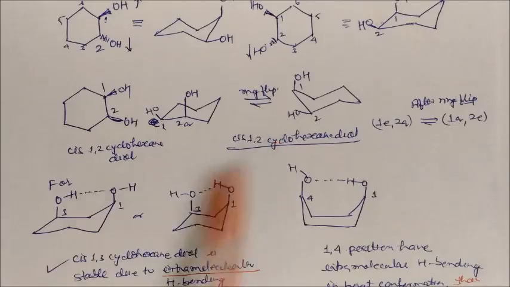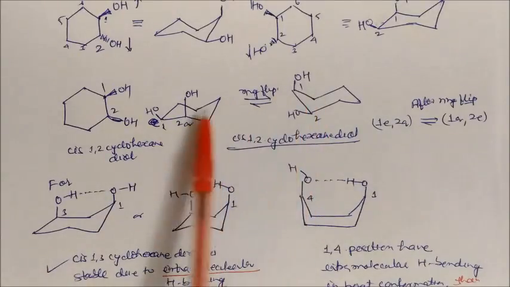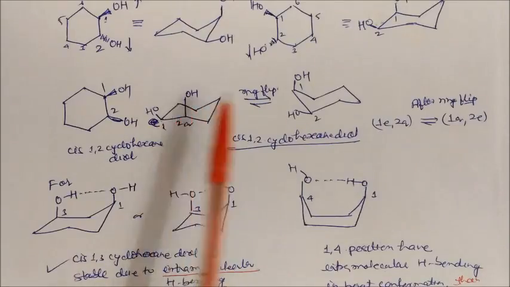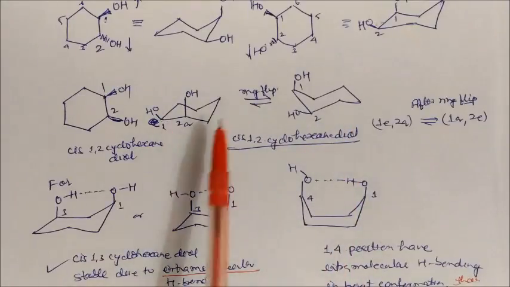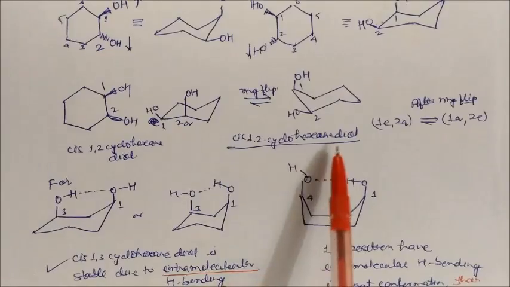So on ring flipping, this will convert into your up and down. You can see structure. So this is your E becomes your axial. This becomes your again equatorial positions. So this is 1e 2a. It's converting after ring flipping 1a and 2e. So this is 1,2 cyclohexane diol.